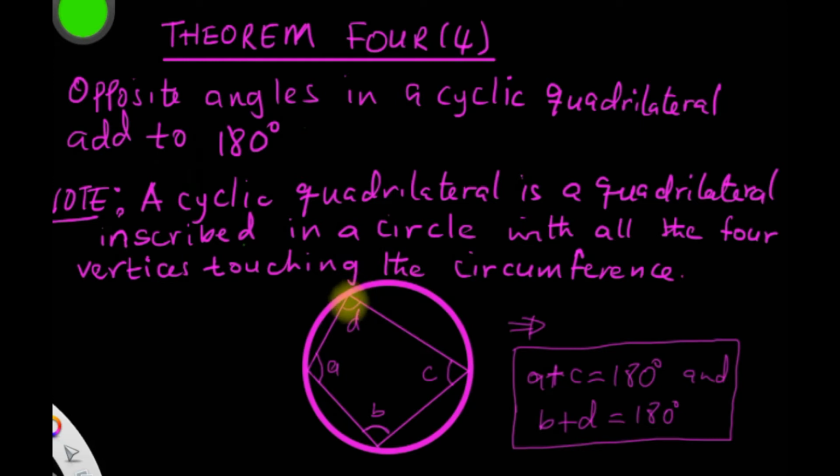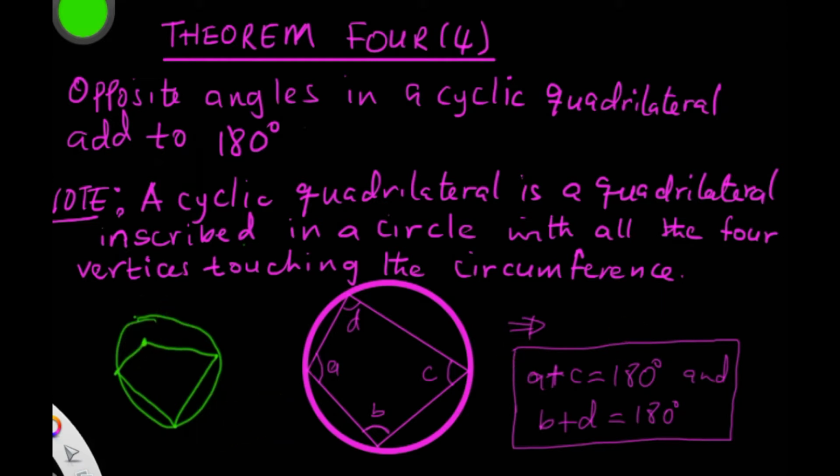But the one thing you have to know is that all four vertices must touch the circumference of the circle. If the four vertices don't touch the circumference of the circle, it cannot be a cyclic quadrilateral. For example, if you have a circle, and then we have this quadrilateral, this one is not a cyclic quadrilateral. Why? Because this vertex is not touching the circumference.